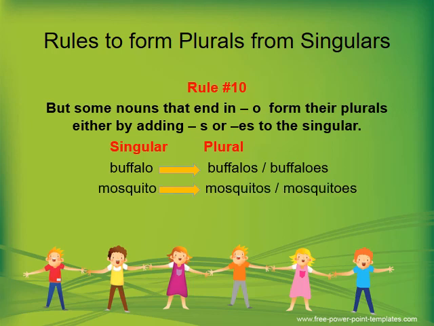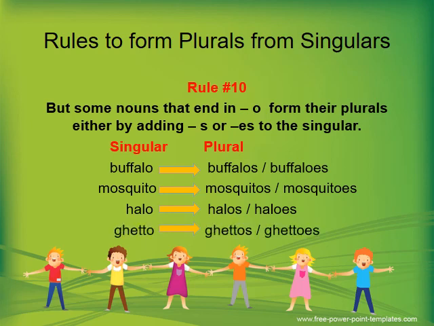Mosquito, its plural could be mosquitos or mosquitoes. Hello, its plural is hellos or helloes. Ghetto, its plural is ghettos or ghettoes.